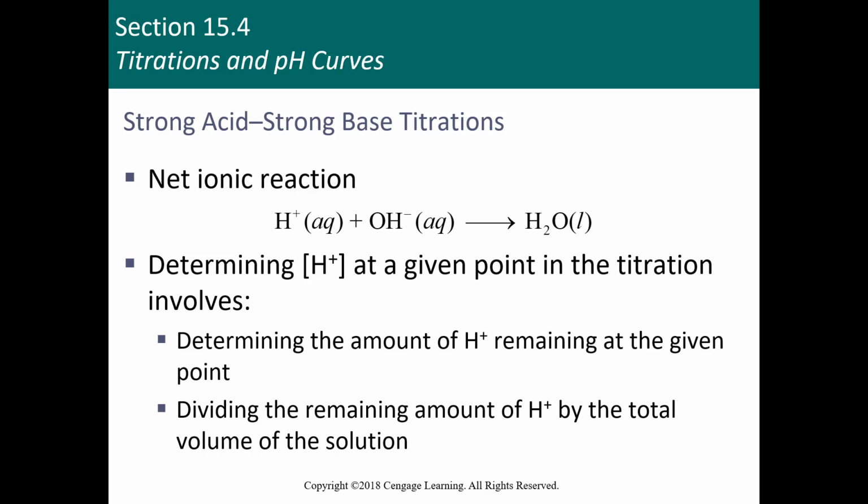So in an acid-base reaction, this is your net ionic reaction for these acid-base neutralizations. Determining the H plus at a given point in the titration will involve determining the amount of H plus remaining at that point, and dividing the remaining amount of H plus by the total volume of the solution. And this right here again is your net ionic reaction: H plus plus OH minus yields water. So when you add an acid, H plus, to a base, OH minus, you make water and typically a salt.